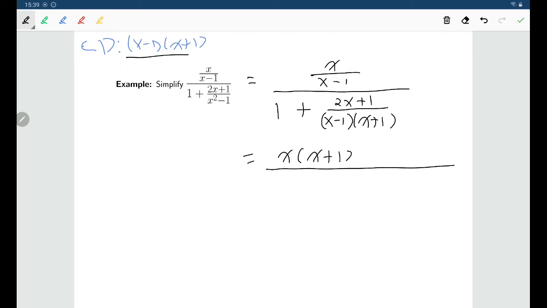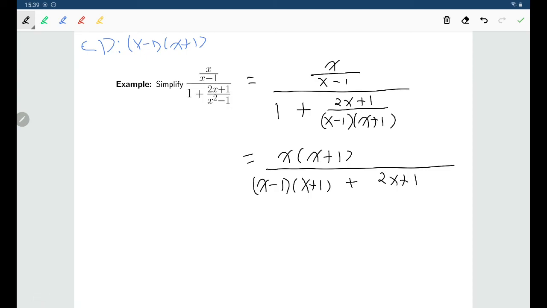1 times this, well, in that case, nothing would cancel. You'd be left with x minus 1, x plus 1. And for the second fraction, when you multiply it by x minus 1, x plus 1, the x minus 1's and the x plus 1's would all cancel, leaving you just with the numerator, leaving you just with the 2x plus 1.